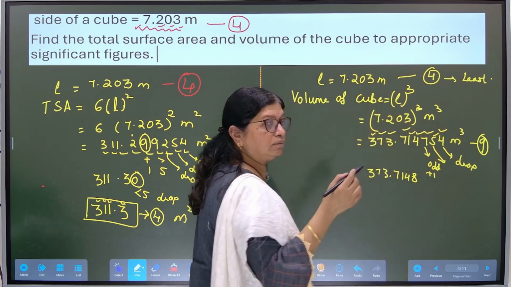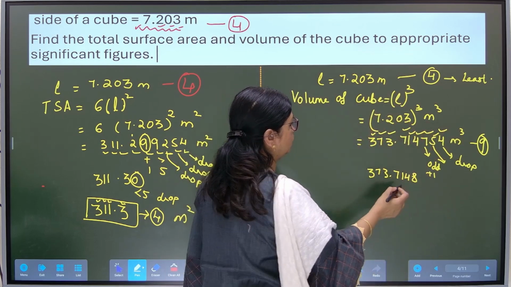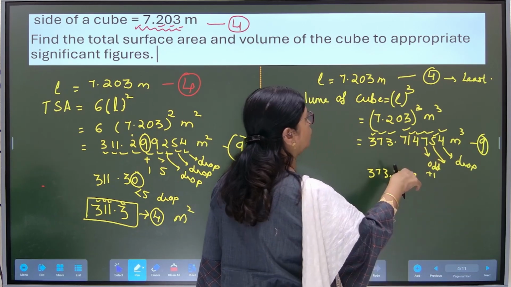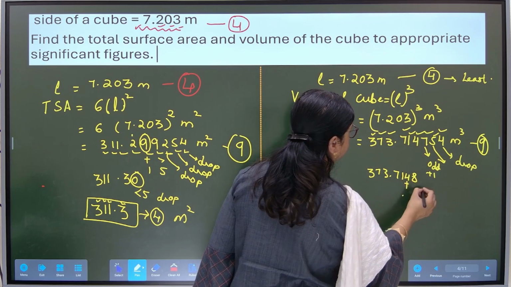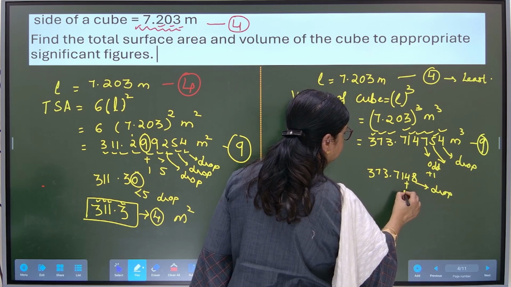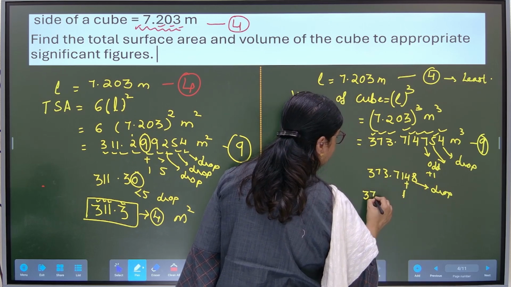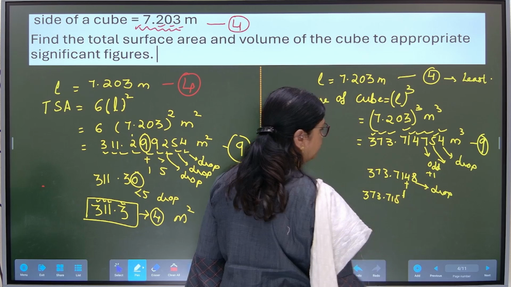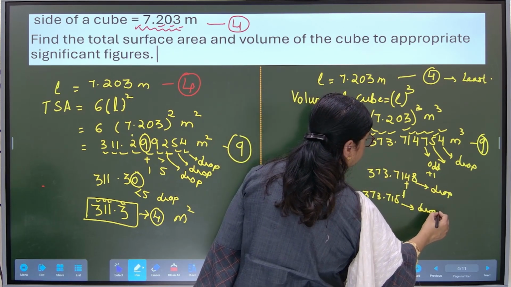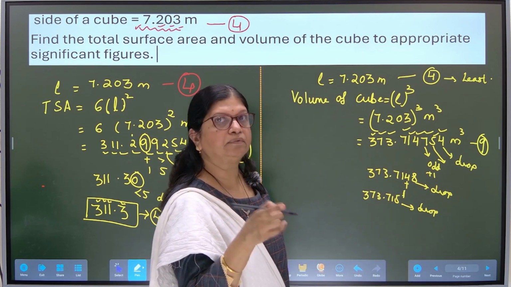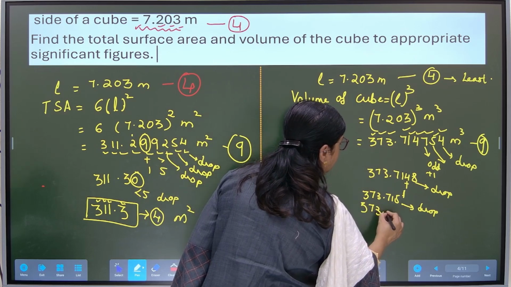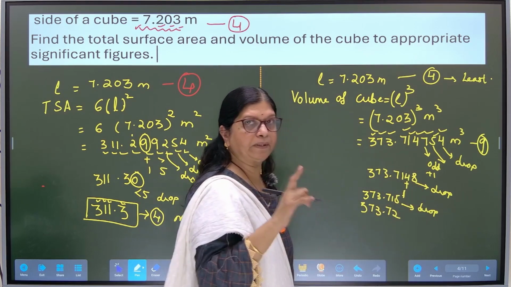Did I reach 4 significant figures? No. So what should I do? Again I go to 8. 8 is greater than 5. So I add 1 to the preceding number. Drop this 8. Add 1 to the preceding digit. So what does my answer become? 373.715. 5 is equal to 5. Drop. Preceding number is odd, so make it even, or add 1. So my answer again becomes 373.72. 1 plus 1, 2.